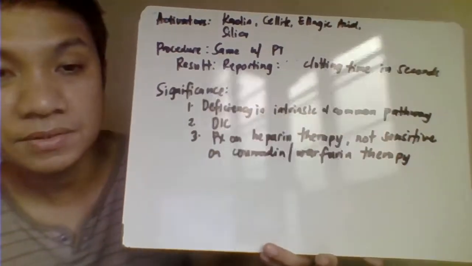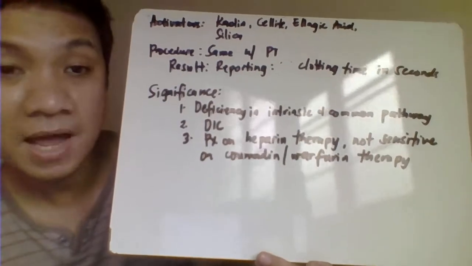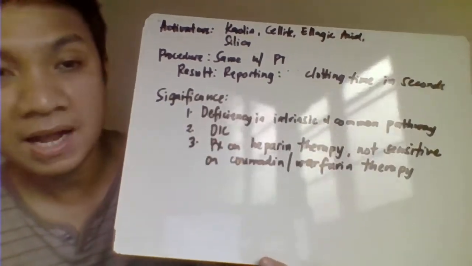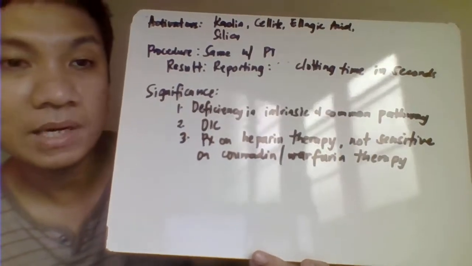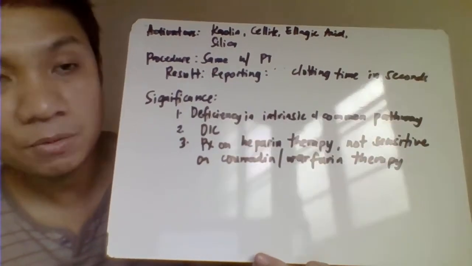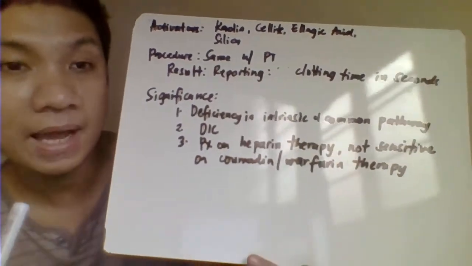Okay, procedure. So, same lang din ng ating thrombin time. So, again, you start the timer as soon as you add your calcium chloride. Pero ang result ng ating APTT is being presented only in terms of the clotting time in seconds. Wala itong percent activity na result just like in your thrombin time, wala din itong INR na result.